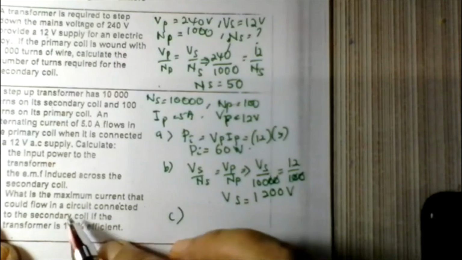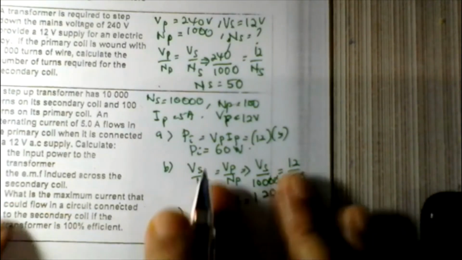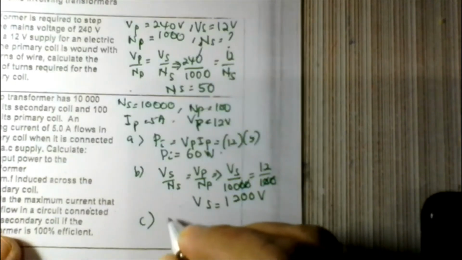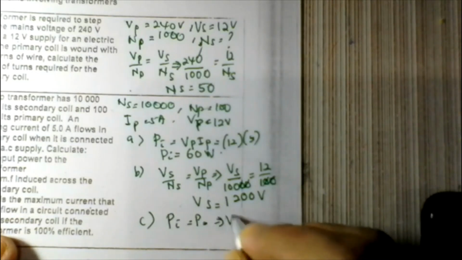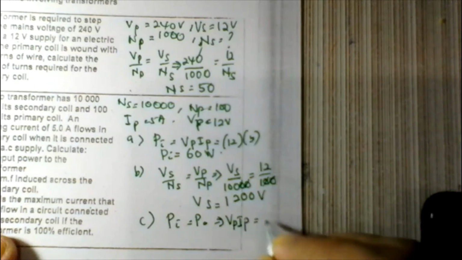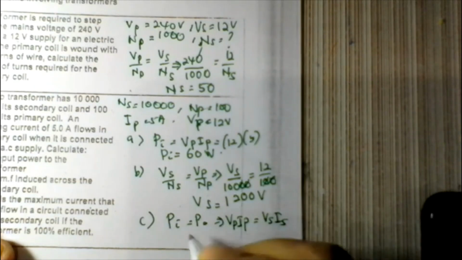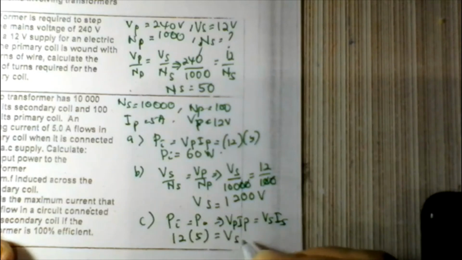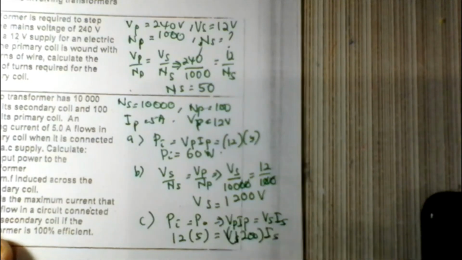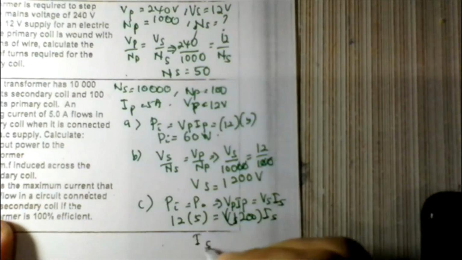Okay, what is the maximum current that could flow if the transformer is 100% efficient? 100% efficient means power input equals power output, or we can say VP IP equals VS IS. So you want to find IS. VP is 12, IP is 5, VS just now we have 1200, and IS you want to find. So you calculate IS, and you will get 0.05 ampere.